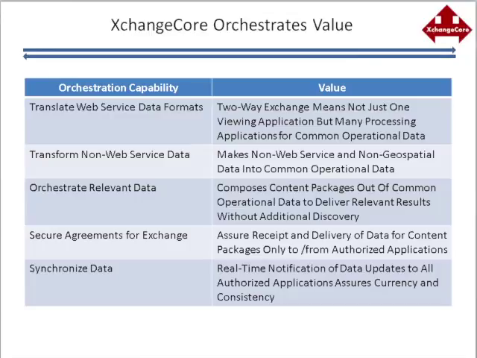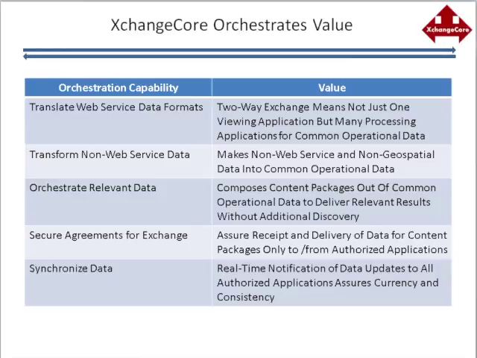But in each case, you've got the path, which our next value is assurance that I have secure agreements for this exchange to take place. That's going to provide an assured receipt and delivery of information, bring it in, take it out, bring it in, take it out, for those content packages, so that they're going to or coming back from only those authorized applications. Value there is confidence in knowing what applications your data is going to.